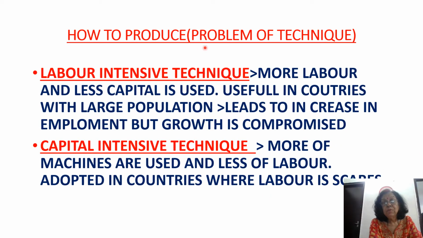Then how to produce, problem of technique. Countries have to decide whether they should use labor intensive technique or capital intensive technique. Labor intensive means more labor is being used and less capital. And capital intensive means more machines are being used and less labor. So a country like India should use labor intensive technique so that people get employment.